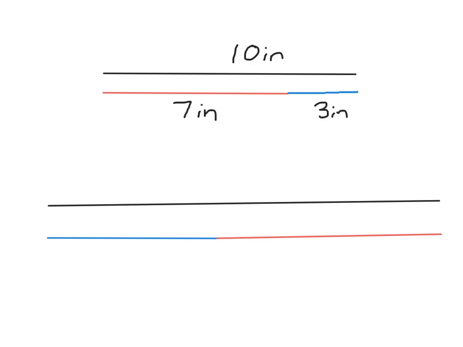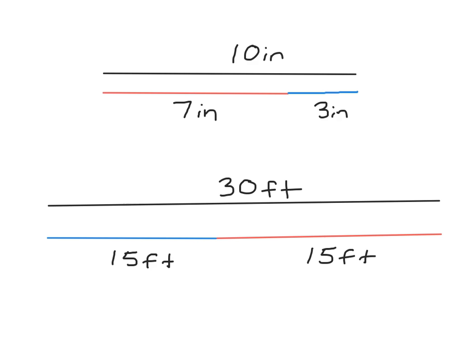Let's try another one. On the second example, I have the black line. I'm going to say that the black line would be equal to 30 feet. So the blue line and the red line should also be equal to 30 feet if I combine them. So what happens if the blue line is equal to 15 feet? Then if I wanted to figure out the length of the red line, I would just subtract 30 and 15, and it would also be 15 feet. 15 plus 15 gets me my 30.